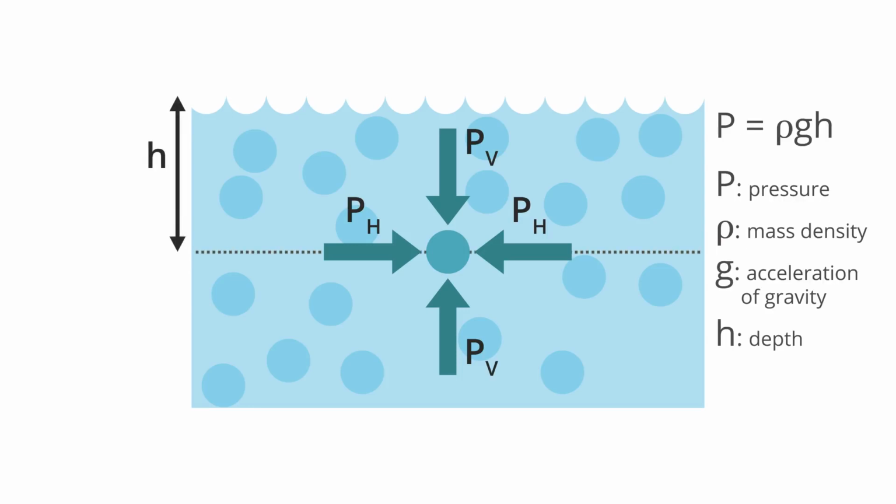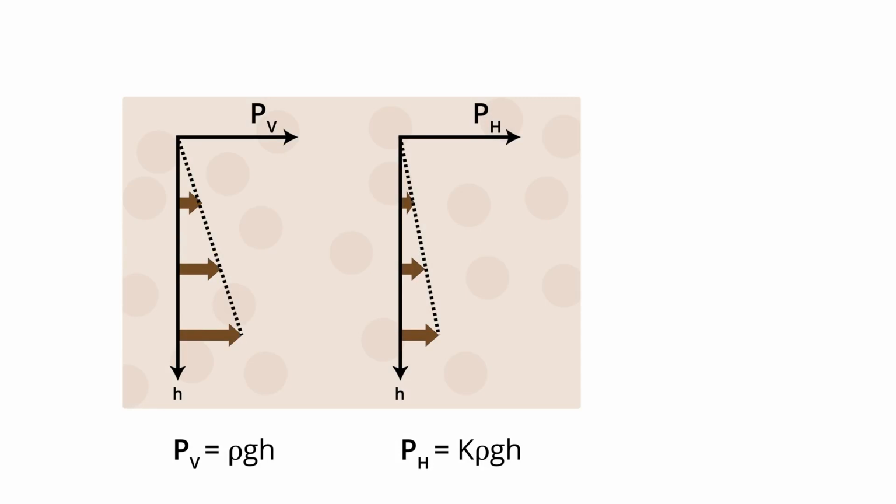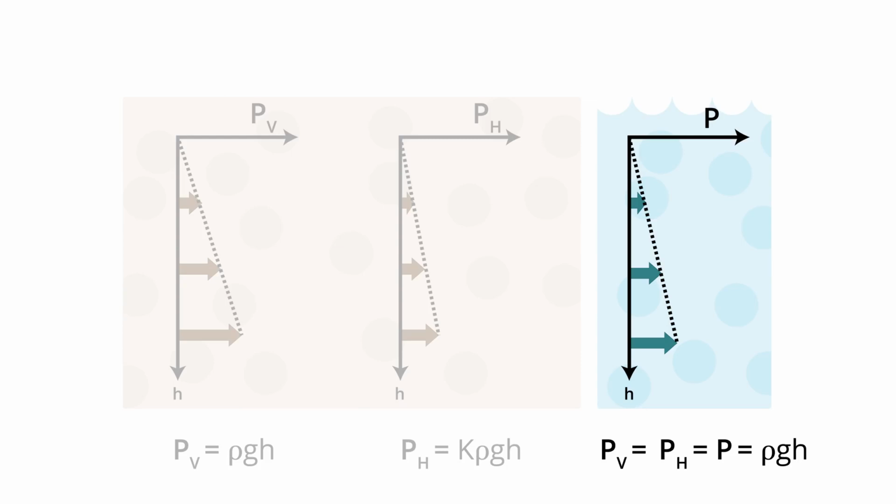In that case, we simply write that the pressure P acting in any direction at a particular depth h is equal to rho g h. So in summary, for granular materials, the horizontal pressure pH is usually less than the vertical pressure PV, as shown by these graphs and formulas. For water and other liquids, however, the horizontal and vertical pressures are equal to a single value P, as shown in this graph and formula.